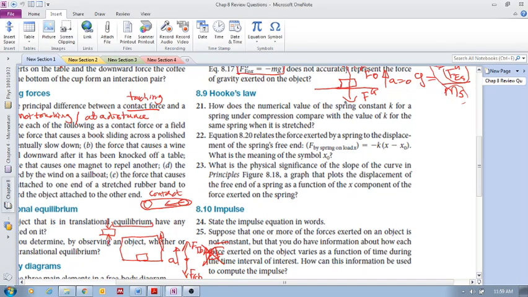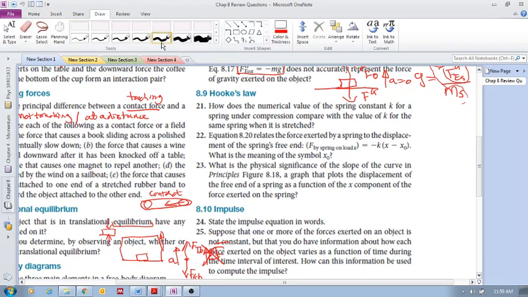Okay guys, let us look at this. It's the next one. Hooke's law 21. How does the numerical value of the spring constant K for a spring under compression compare with the value of K for the same spring when it is stretched? Well, we know that it's the same.